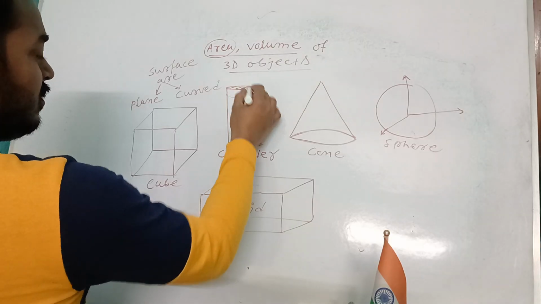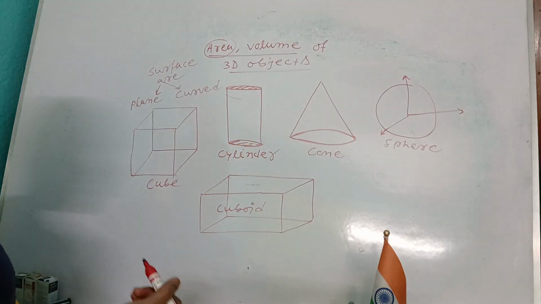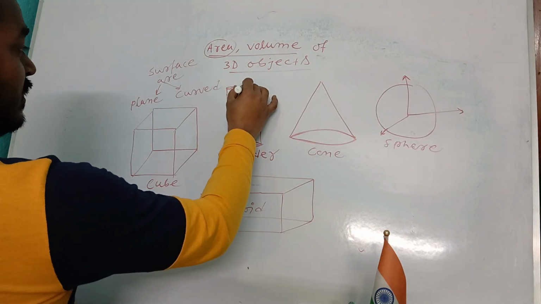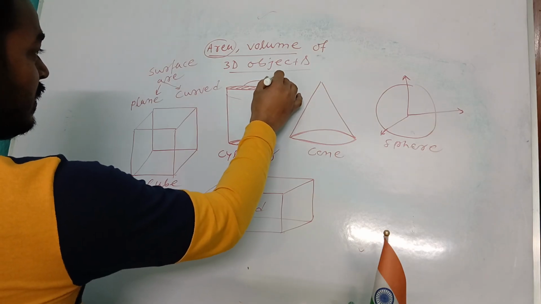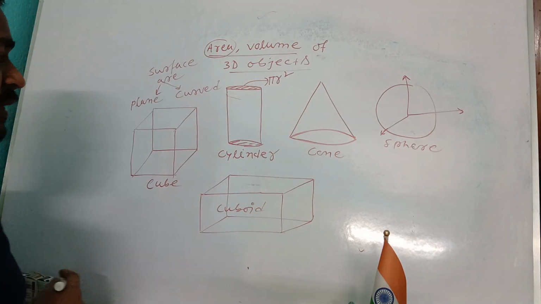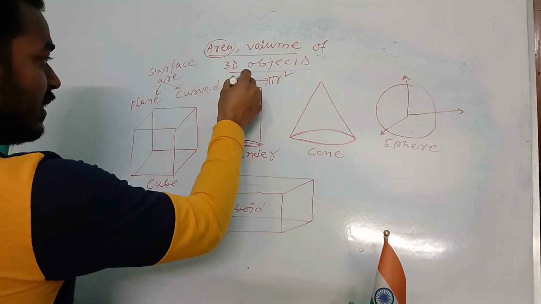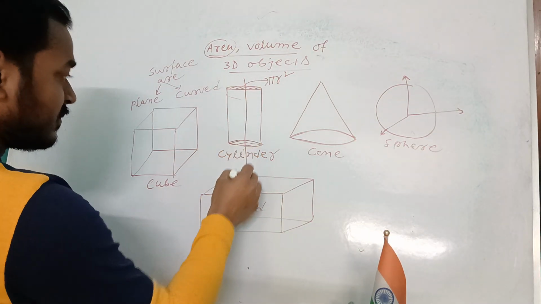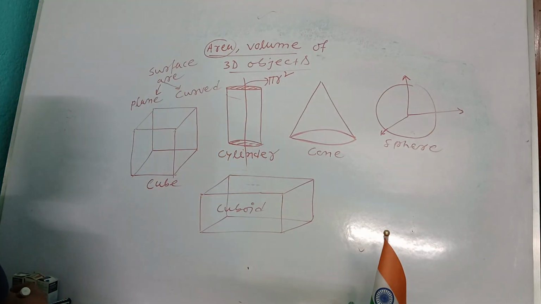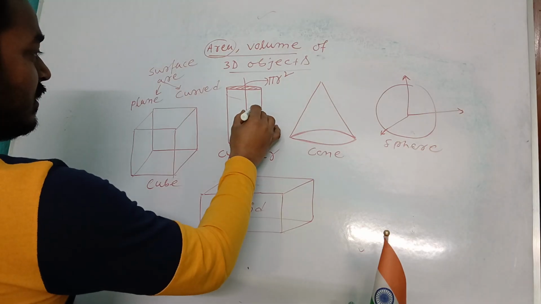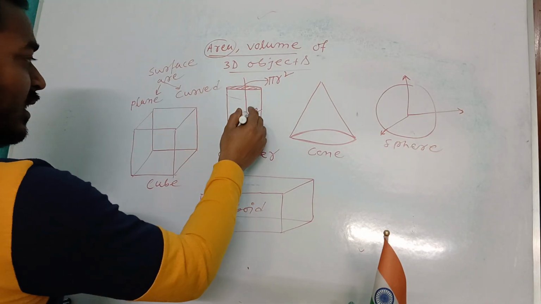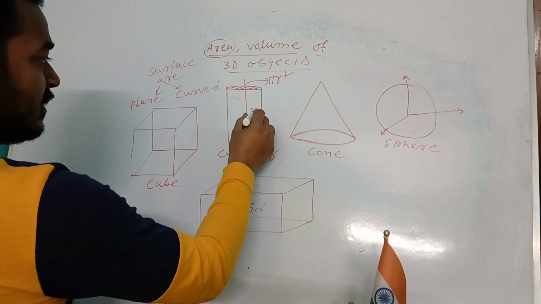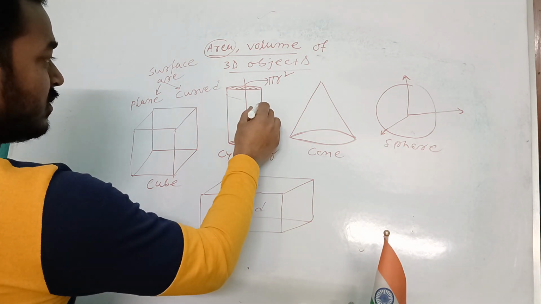In the case of a circle, we know the surface area is pi times r squared. What is r? This is r. R is the radius.